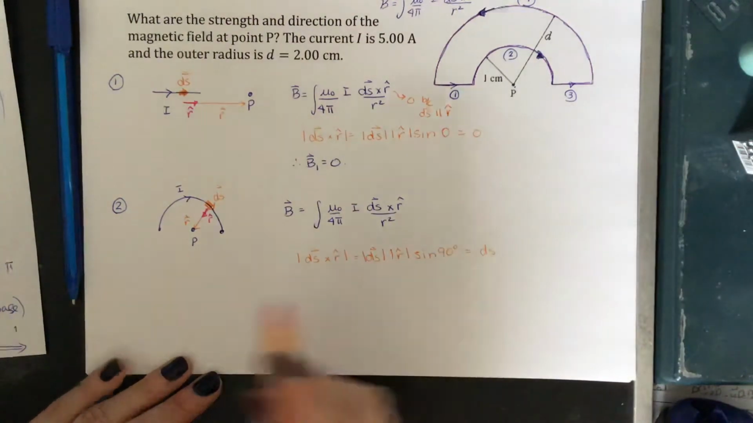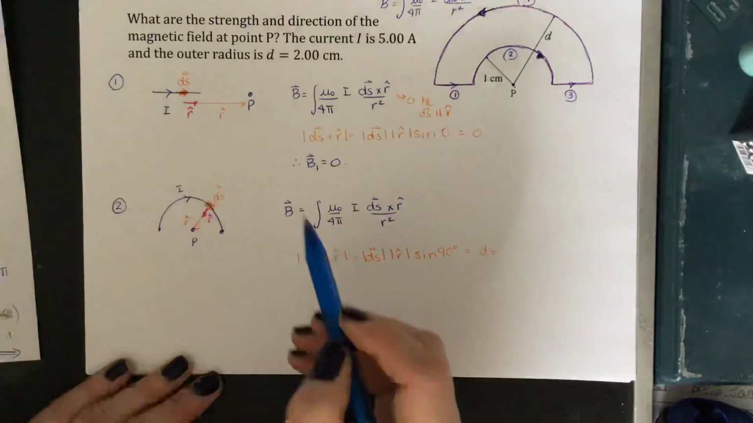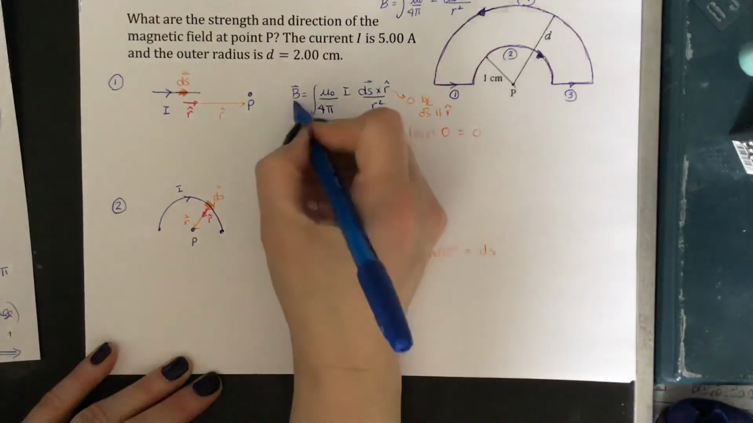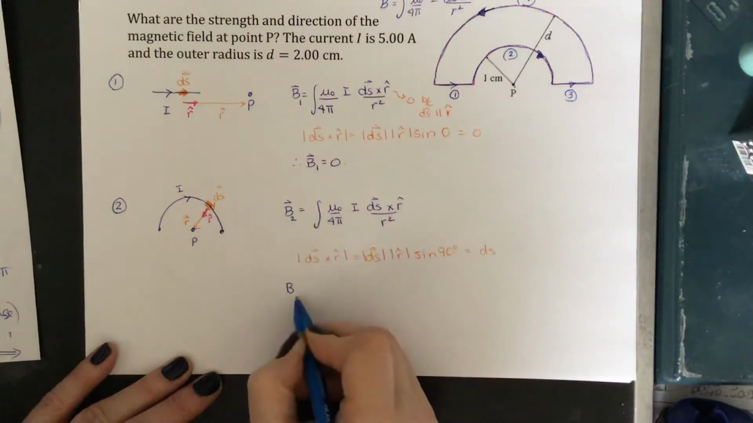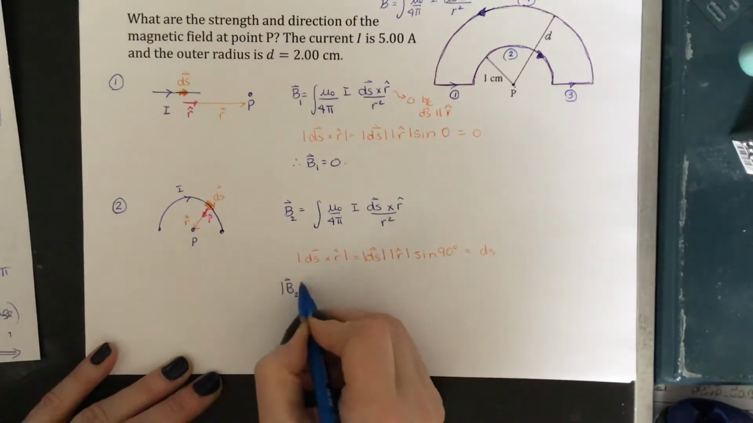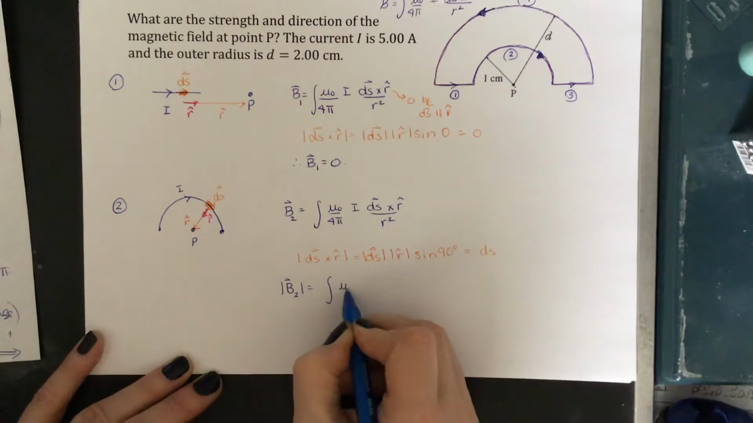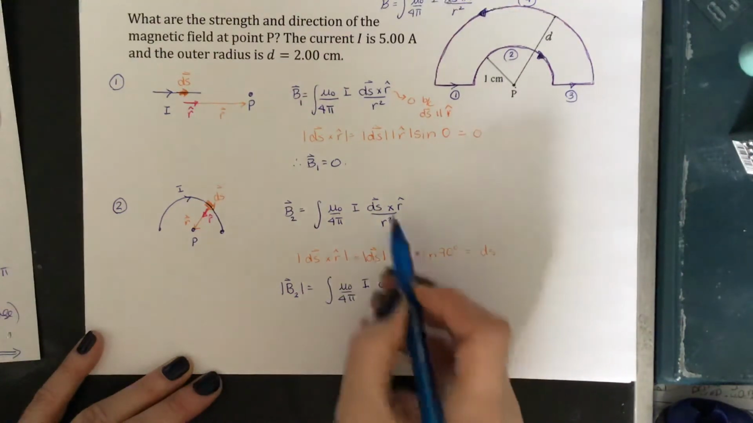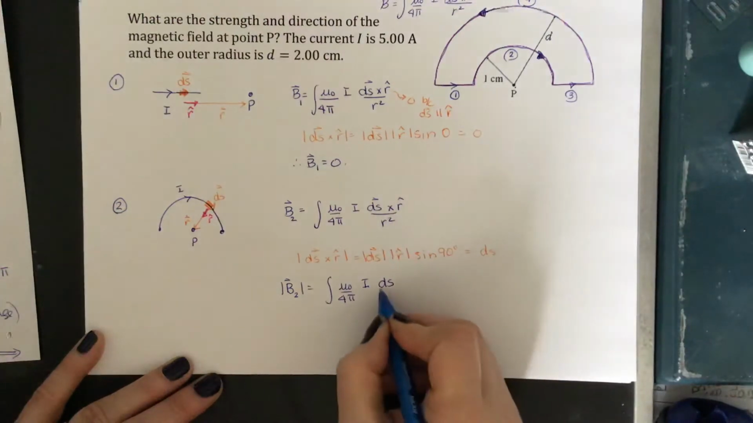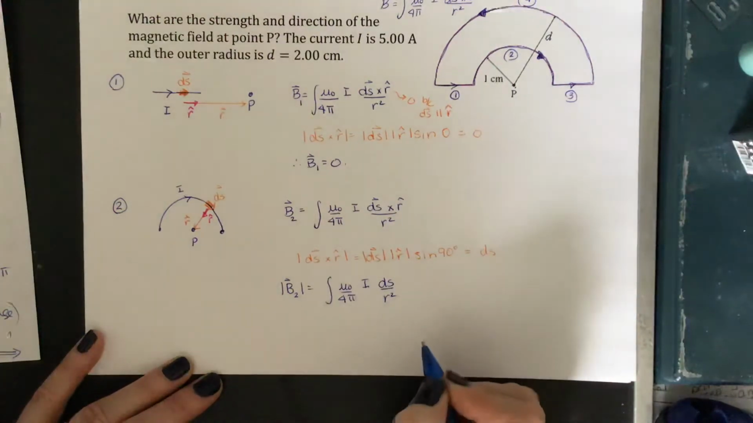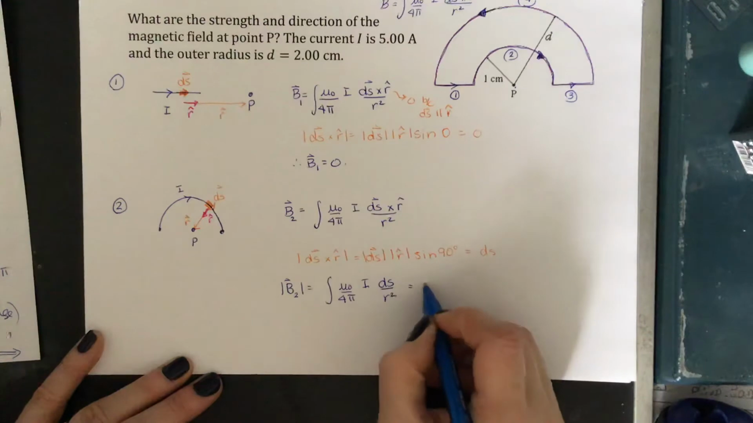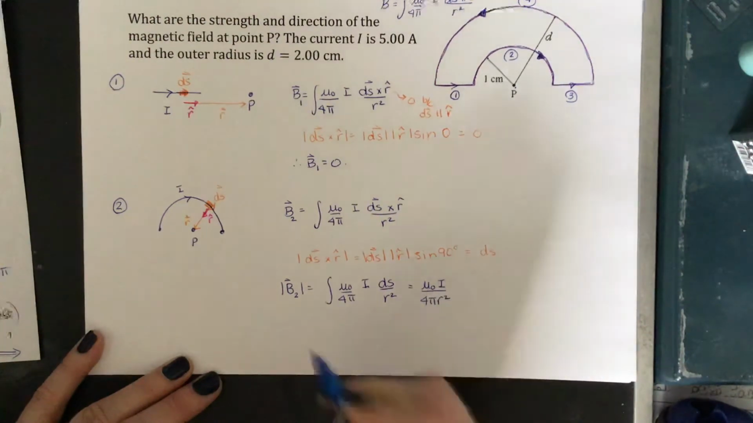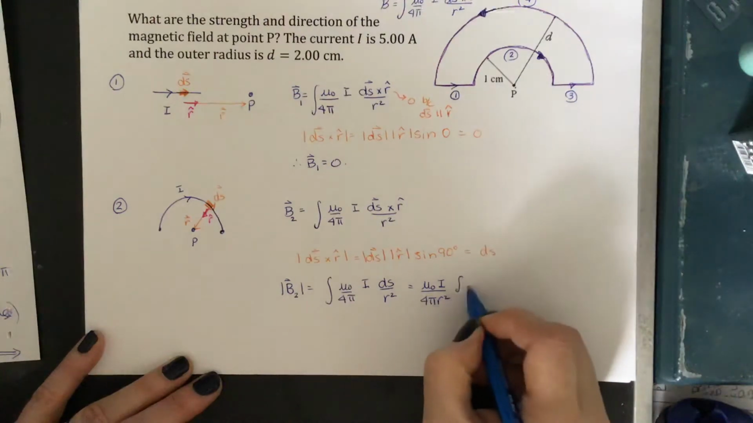So then to find the magnitude of our magnetic field, so that's B1, this is B2. The magnitude of our magnetic field is mu naught over 4 pi times I times ds. I've substituted in the magnitude of ds cross r hat over r squared. Let's take our constants out front. Mu naught I over 4 pi r squared. All those things are constant. We're left with the integral of ds.